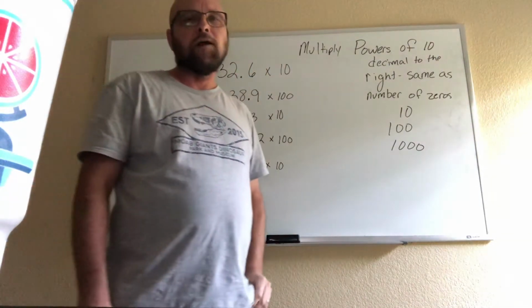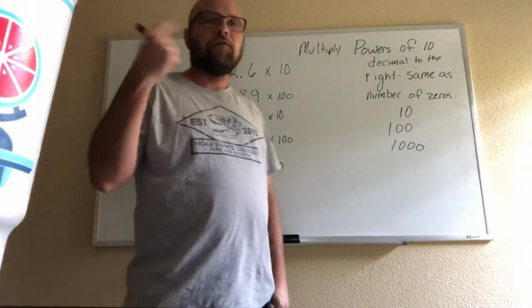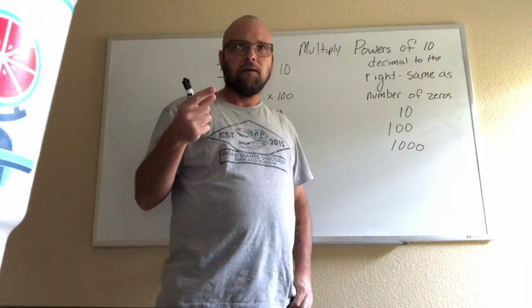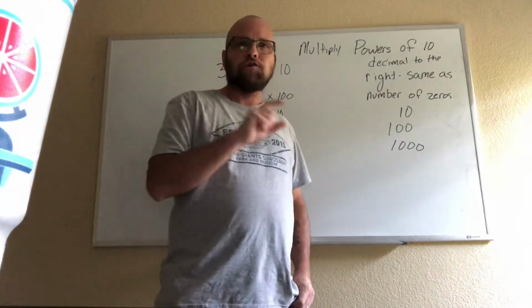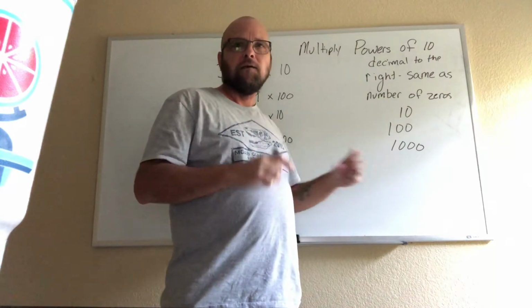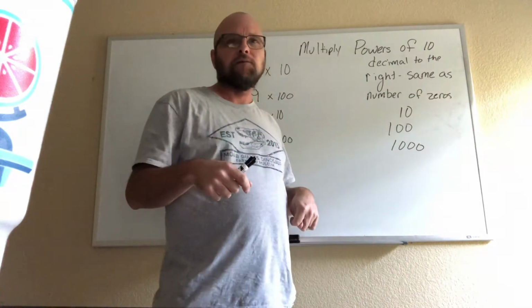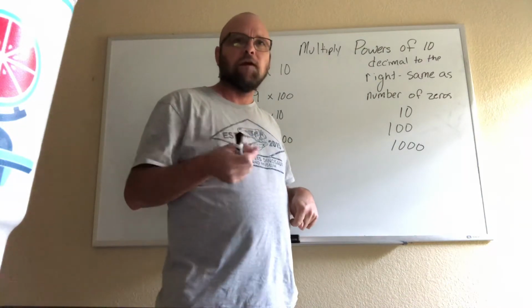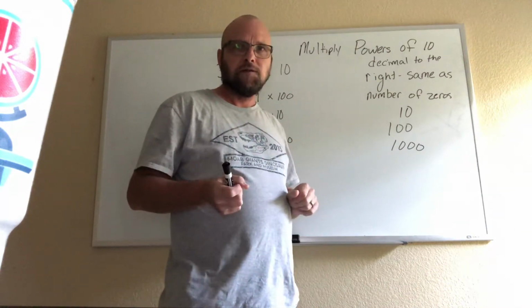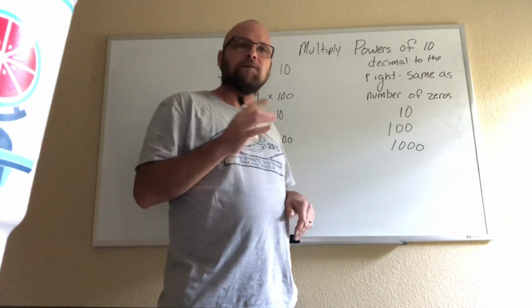So when we're multiplying by powers of 10, if you think about multiplying by 1, where the numbers don't change, when we're multiplying by powers of 10, the numbers don't change. We may have to add some zeros in, but the numbers themselves do not change. They stay the same. Okay, we're going to work some examples.